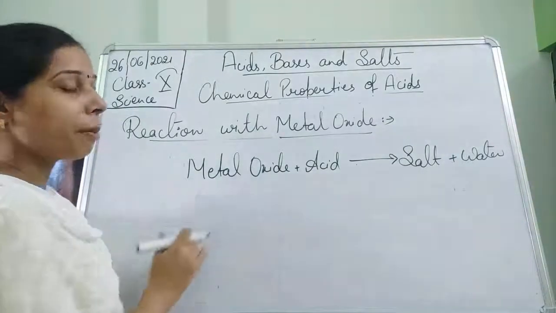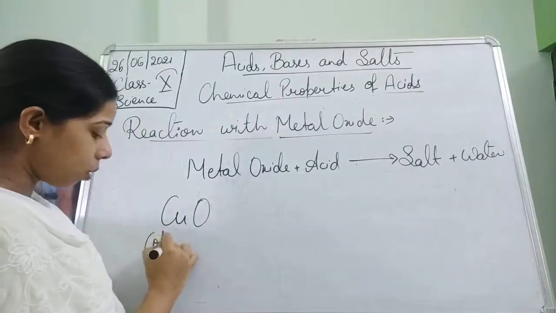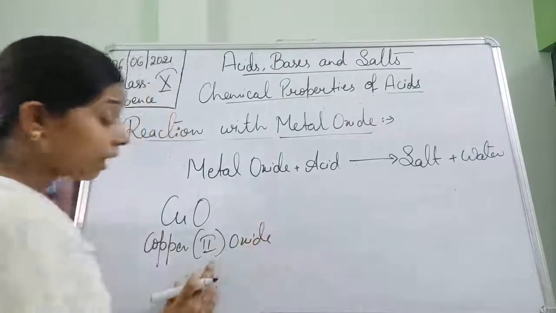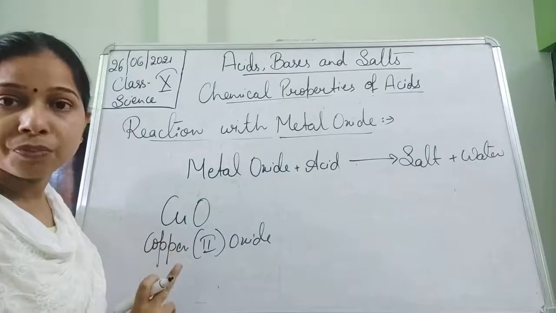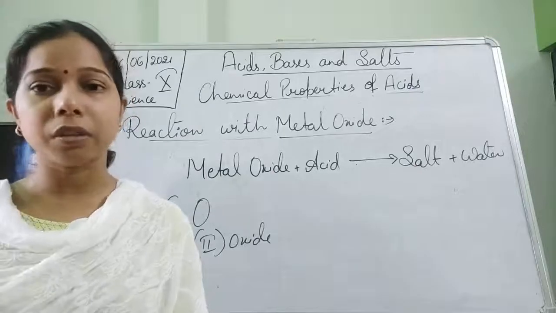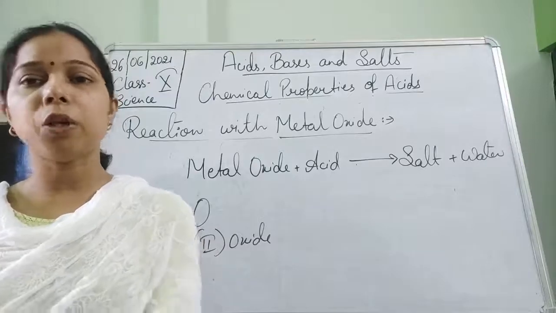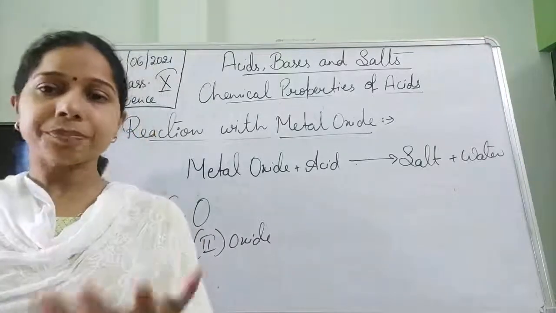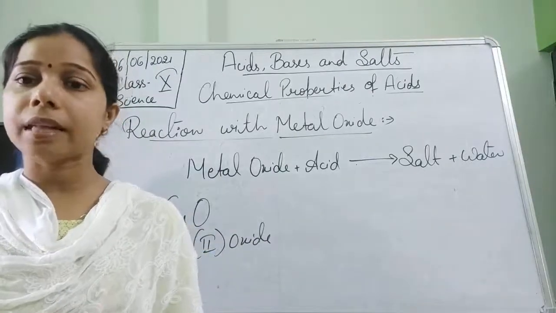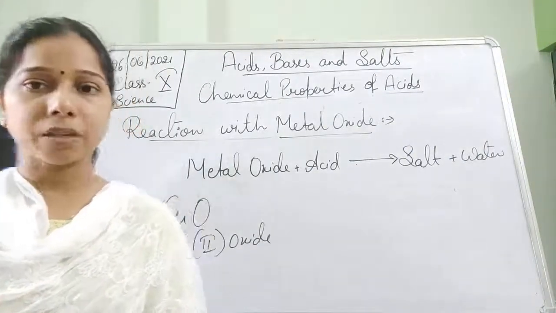Suppose we have taken a metal oxide, that is copper oxide, CuO. This is called copper(II) oxide. Whenever it is written as copper(II) oxide, students, it means its valency is +2. We call this the oxidation state, and you will learn the oxidation state and everything in higher classes. But you must know that if a Roman numeral like II or III is written, it tells its valency. So you will understand that it has a charge of +2.